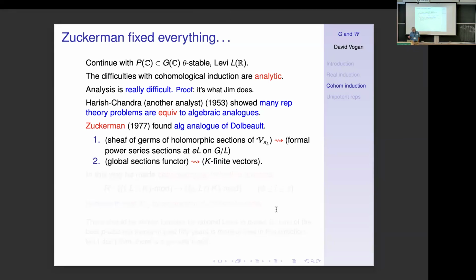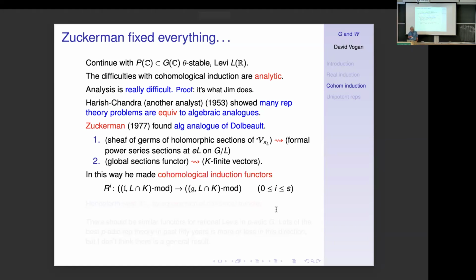And instead of the global sections functor on sheaves of holomorphic things, you have just the functor of taking K-finite vectors. So using those two things, Zuckerman made cohomological induction functors, which went from Harish-Chandra modules for L.